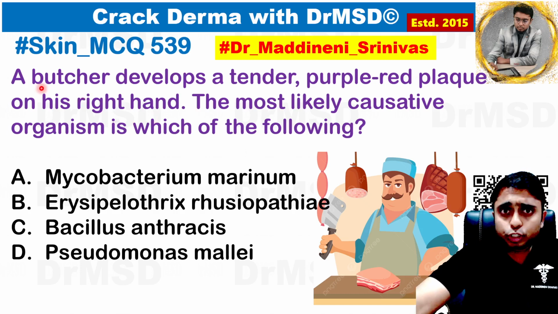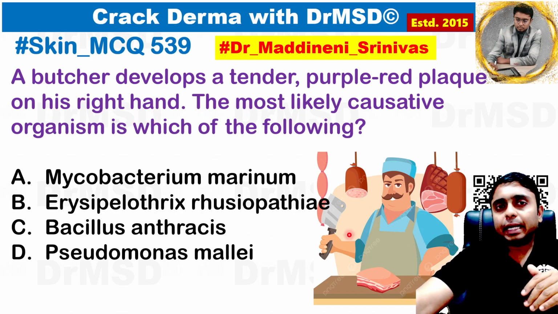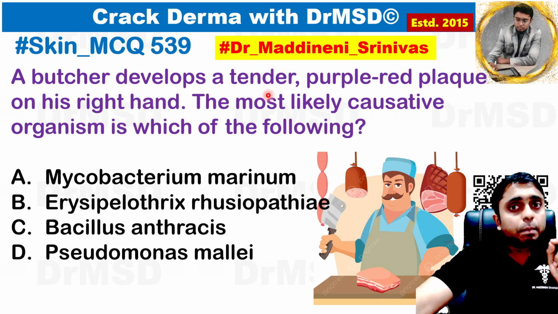So you can see, butchers are the persons who handle the meat, develops a tender purple red block. Each and every term is very important. The lesion is tender, that is, it is painful. Purple red block is present on the right hand. What is the organism? The answer for this question is option B.